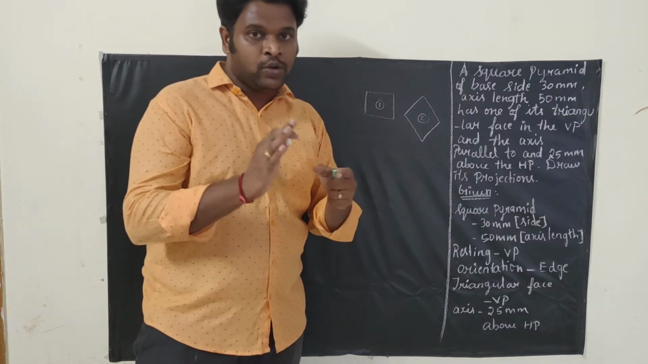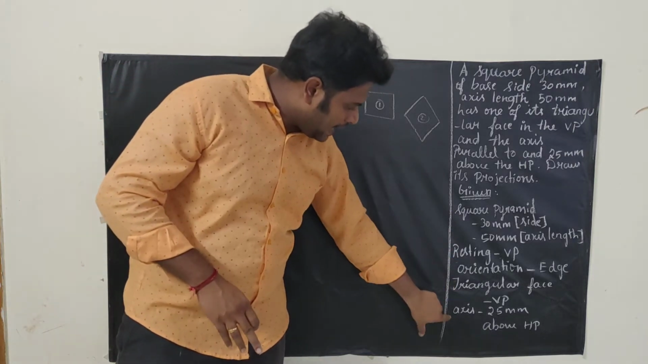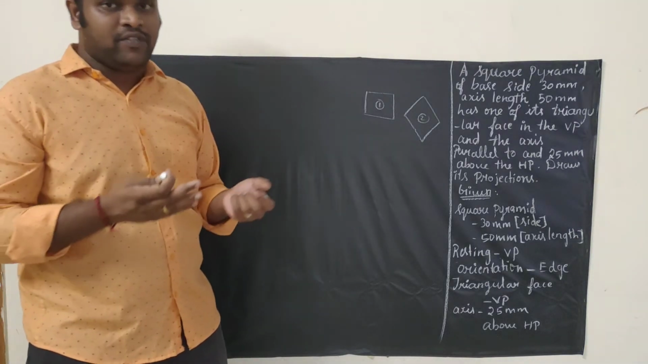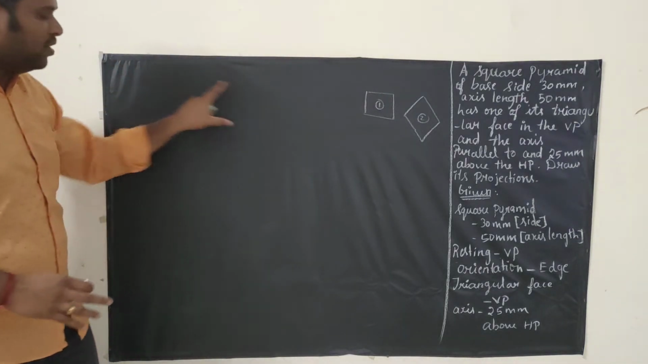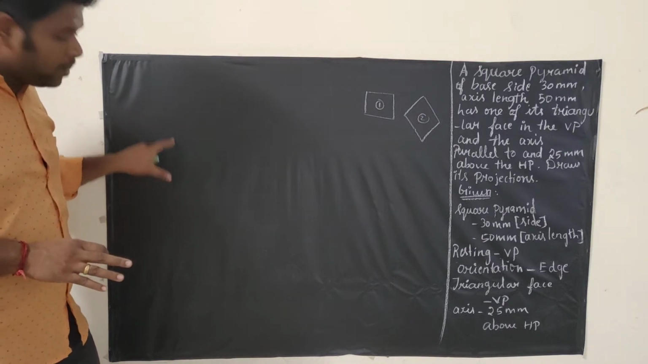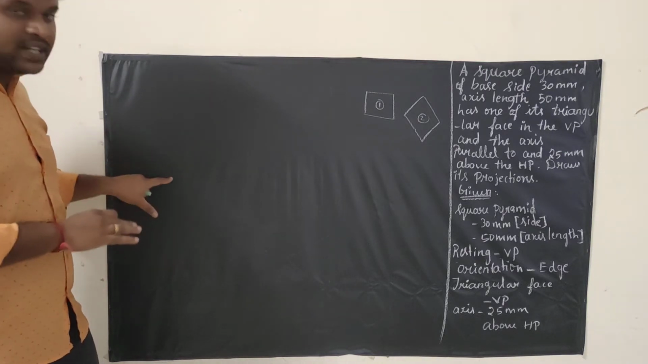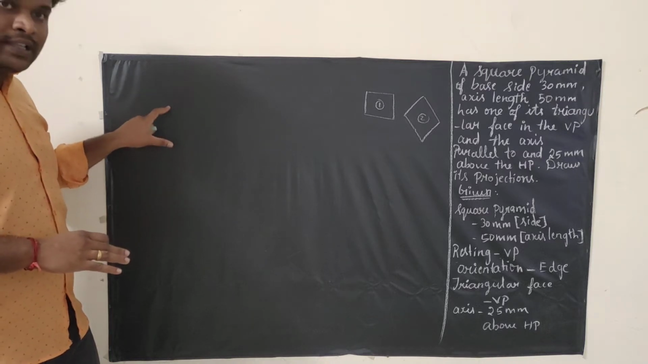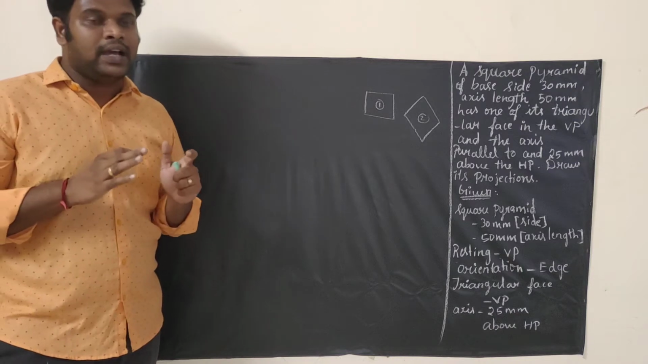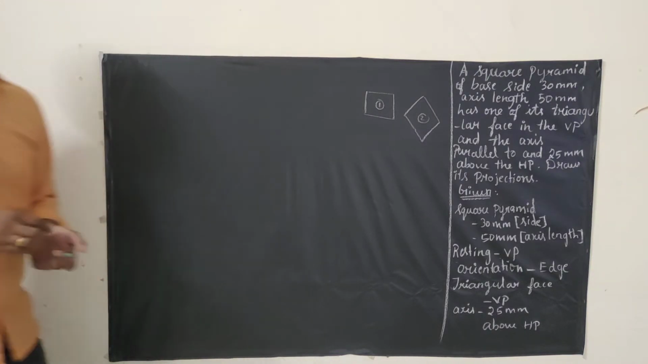Here you need to note down one point, that is the axis is 25 mm above HP. Whenever we are drawing the base diagram, we know very well we are going to draw it in VP. The axis of the square pyramid is 25 mm above HP. So from the reference line we have to mark 25 mm and then only we should start drawing the diagram. Keep these clearly in your mind and then proceed with the problem.